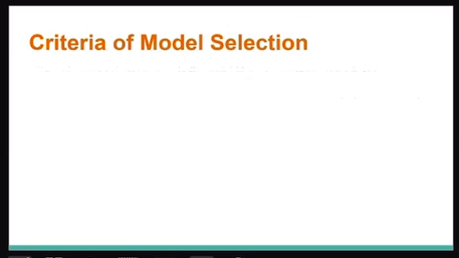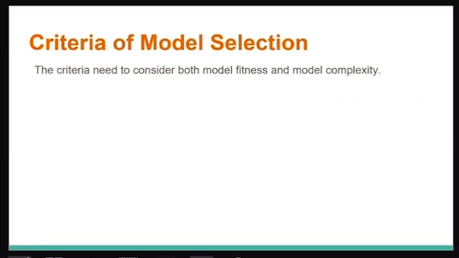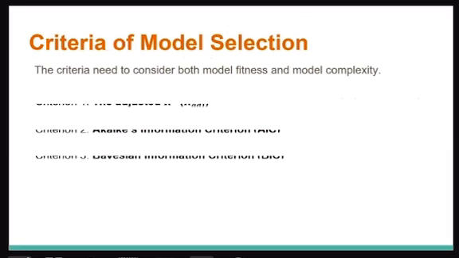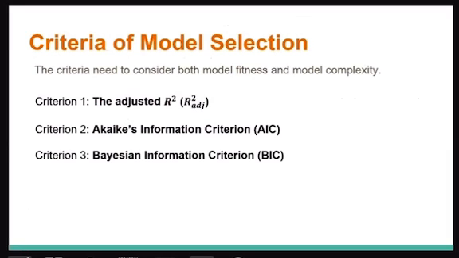Okay. And that was why I said the criteria need to consider both fitness and complexity, not only fitness alone. Okay. And what are these criteria? These are the criteria. The criteria number one is adjusted R squared. Adjusted R squared was a way of modifying the conventional R squared. Does that make sense?